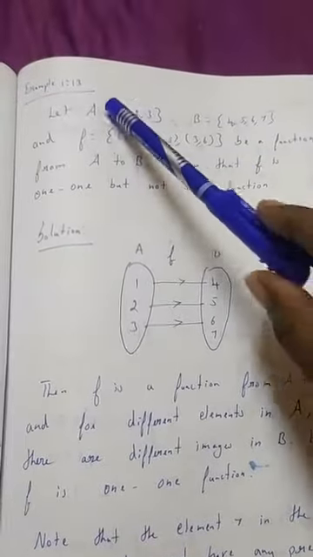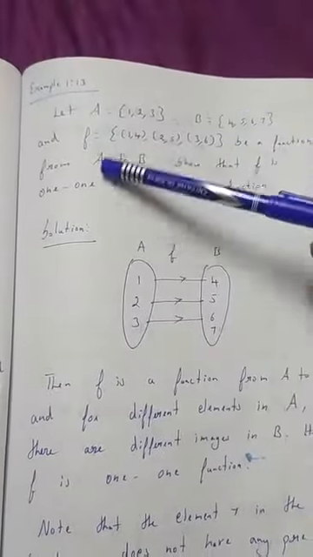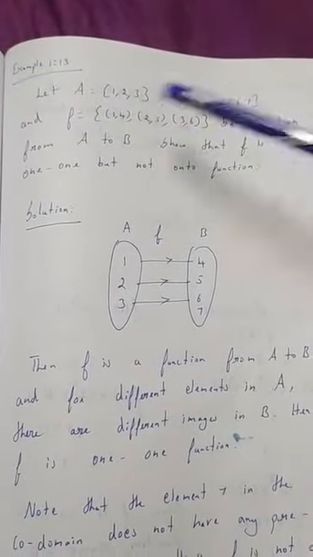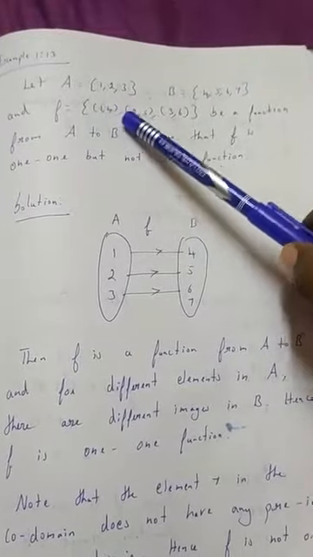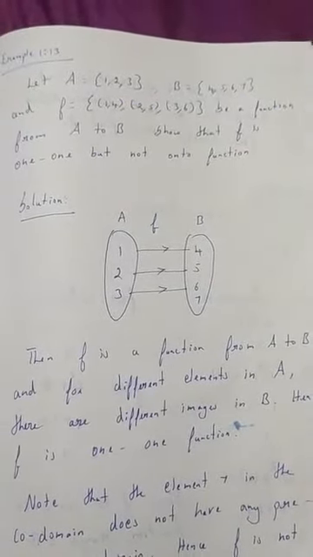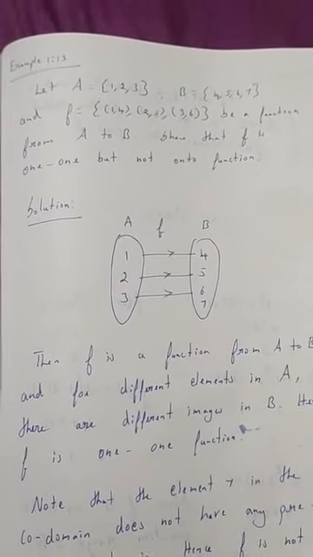Hello students, example 1.13. Let A = {1, 2, 3}, B = {4, 5, 6, 7} and F = {(1, 4), (2, 5), (3, 6)} be a function from A to B. Show that F is one-to-one but not onto function.